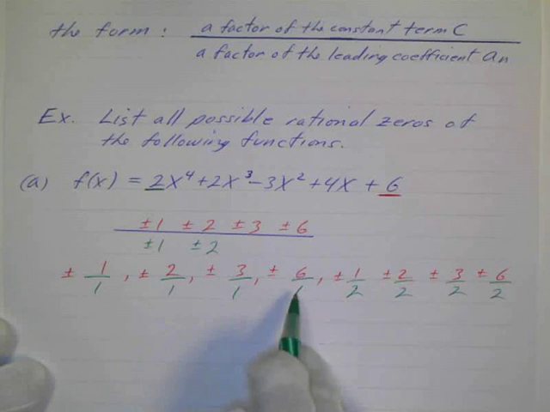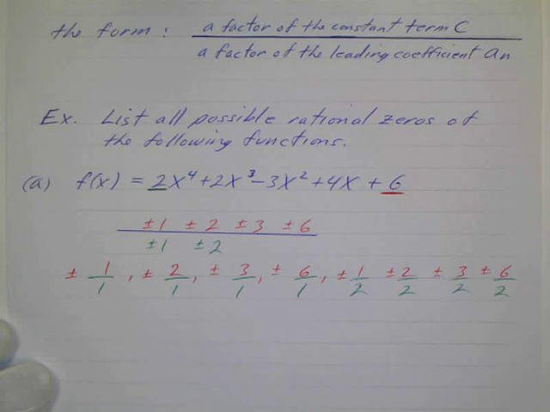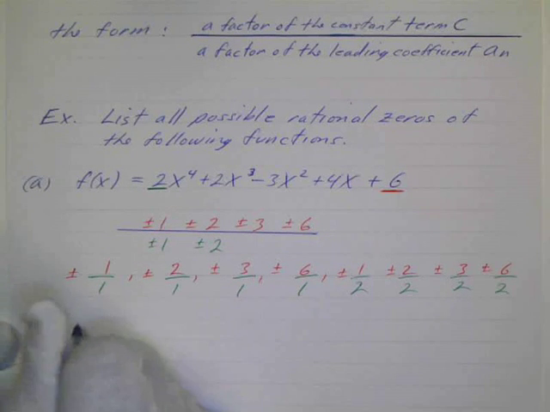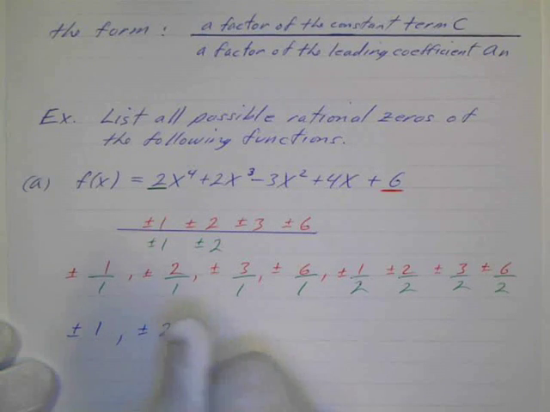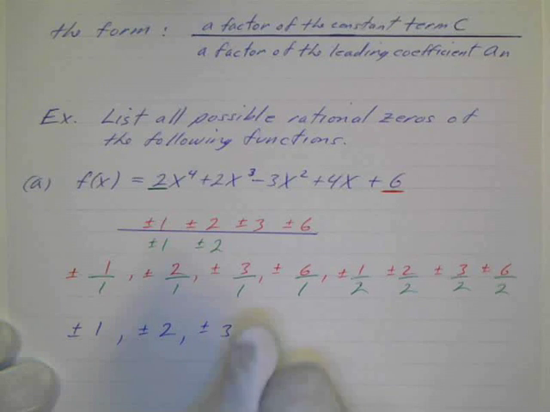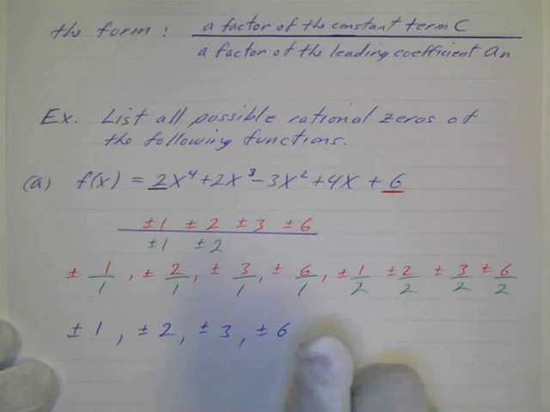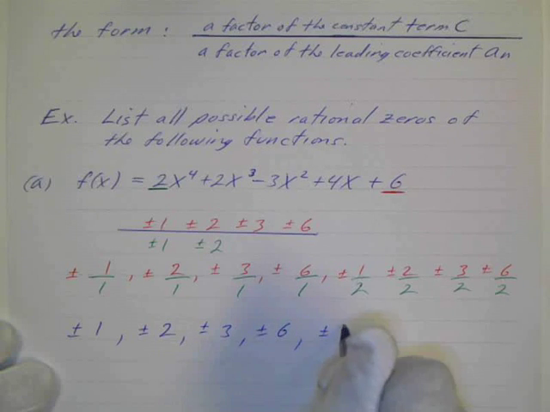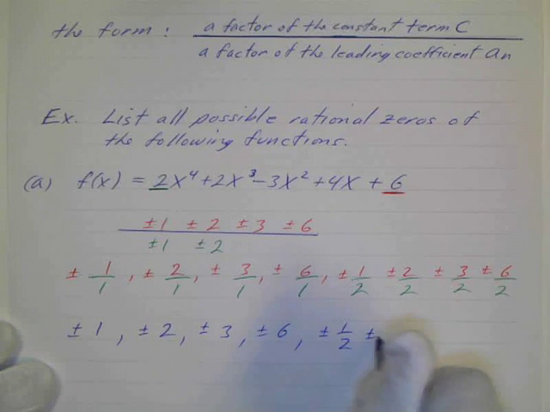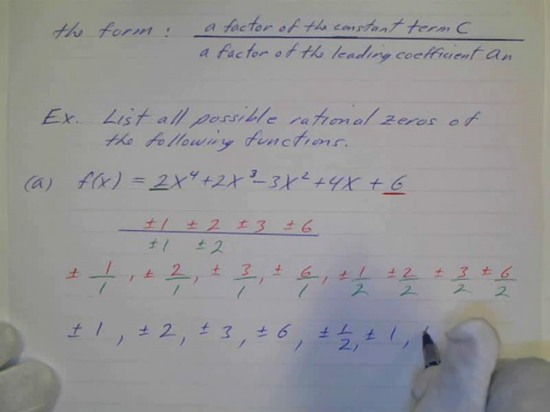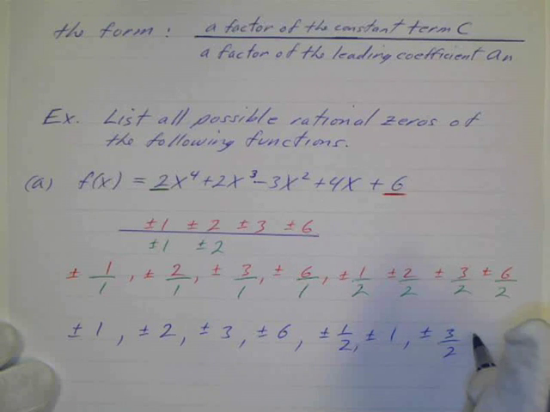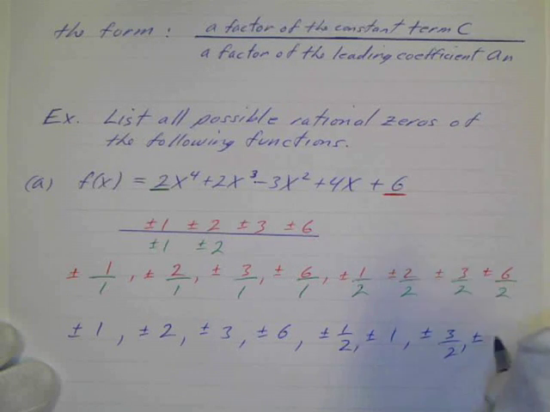So we got 1, 2, 3, 4, 5, 6, 7, 8, unless we've got some repeats. When you simplify these things, you may have some repeats. So let's take a look. When I simplify this, it's just going to be plus or minus 1, this will be plus or minus 2, plus or minus 3, plus or minus 6, and this is going to be plus or minus 1/2, plus or minus 2 over 2 is 1, plus or minus 3 over 2, and plus or minus 6 over 2 is 3.